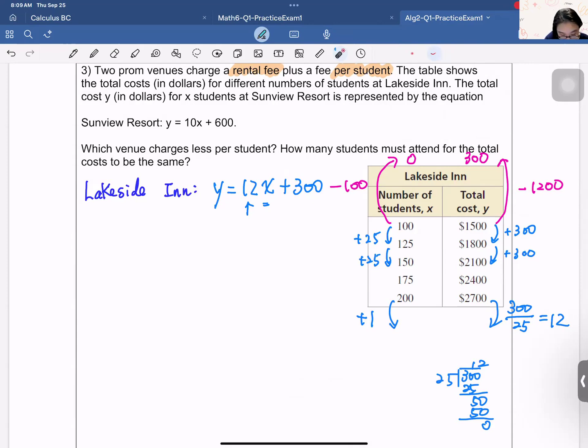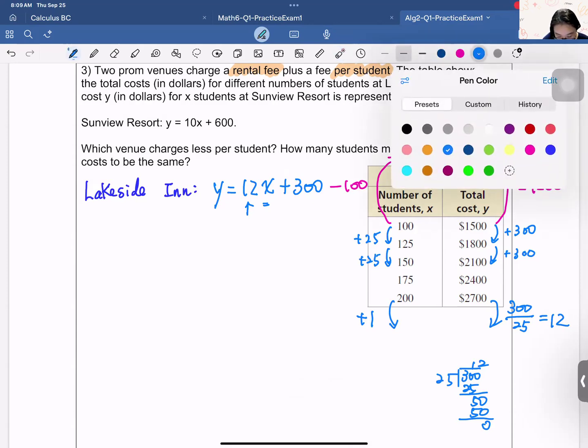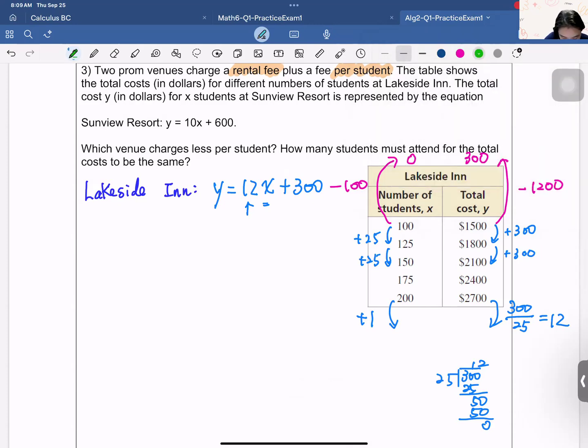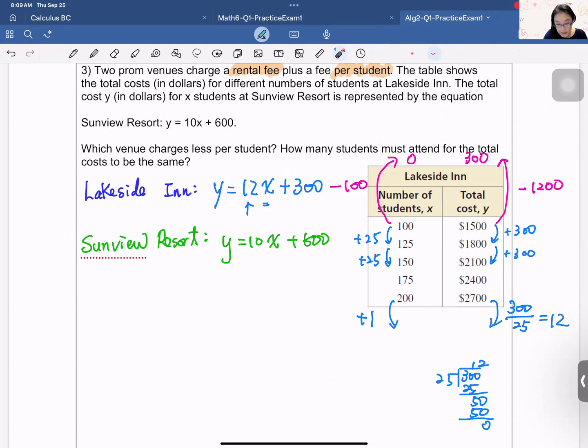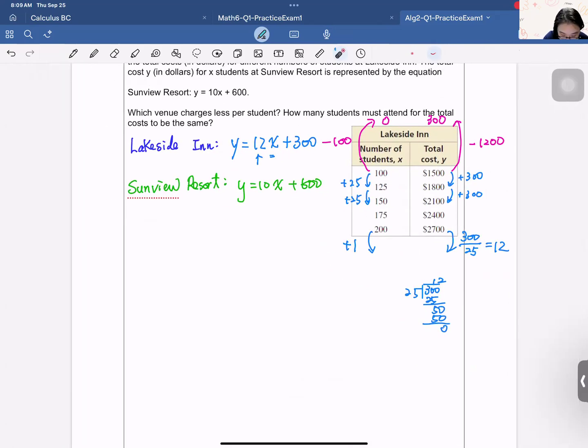I want to write down the equation of the Sunview Resort so I can compare them. For Sunview Resort, I have y equals 10x plus 600. That means the base rental is 600, and as I increase one student, I need to pay $10. So which venue charges less per student? The answer is Sunview charges less per student.